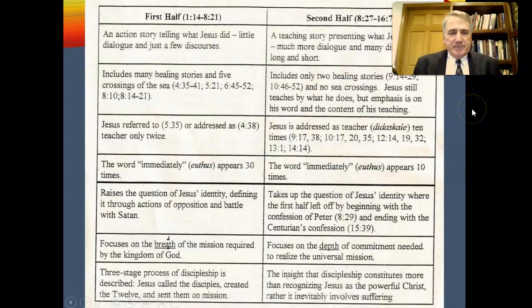Okay, and then in the first half, we have this 3-stage process of discipleship where Jesus calls the disciples, creates the 12, and then sends them on mission. We continue to focus upon discipleship in the second half of the gospel, but its focus is helping those disciples, as I just kind of got done describing, move from this vision of, well, who's Jesus? He's this powerful Christ, Messiah figure who can beat up on Satan, to, yeah, that's who he is, but he also is going to redeem the world through suffering. So the essential place of the cross in God's redemptive plan and Jesus' place in that plan. That's what has to be worked on in the second half of this gospel.